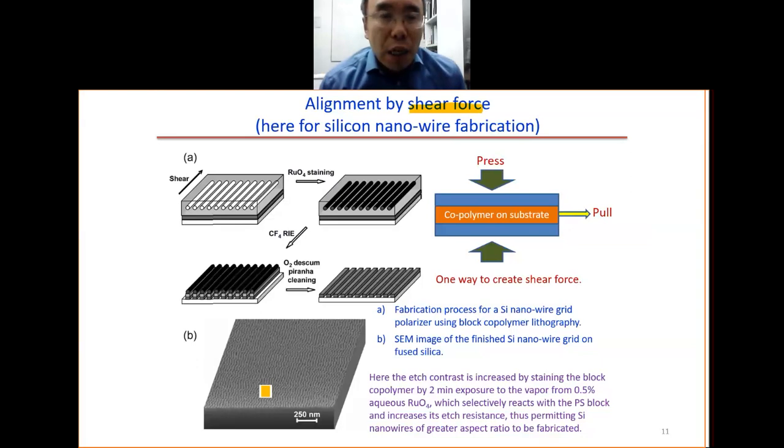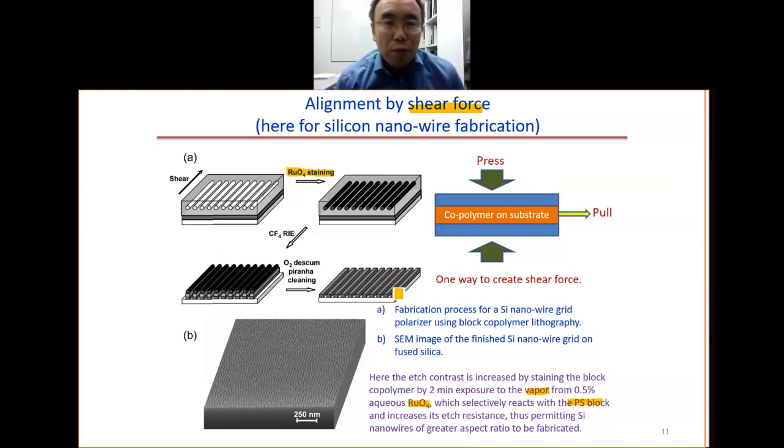But again, we need a pattern transfer, so we need to remove one block. This is done by using this RuO4 staining. So how does this work? You have this vapor of RuO4. This one will react with the polystyrene block. As a result, the polystyrene block will have this ruthenium metal inside. So when this polystyrene has the ruthenium metal inside, it will be resistant to the oxygen plasma etching. The oxygen plasma will remove the matrix, but the cylinder will be left behind because it contains this ruthenium metal.